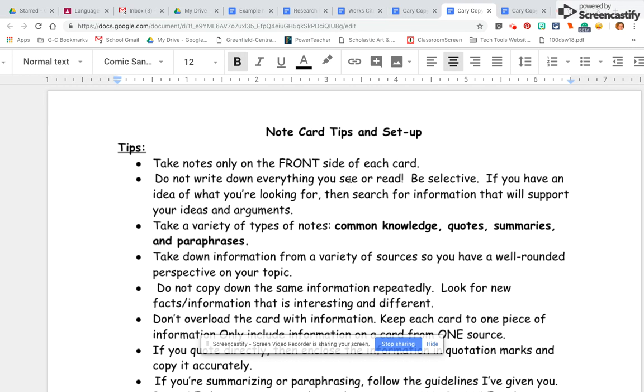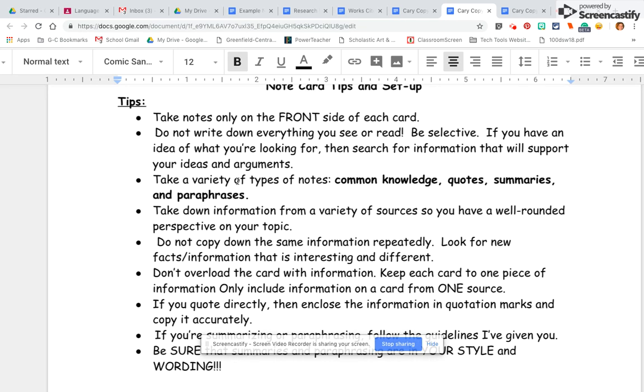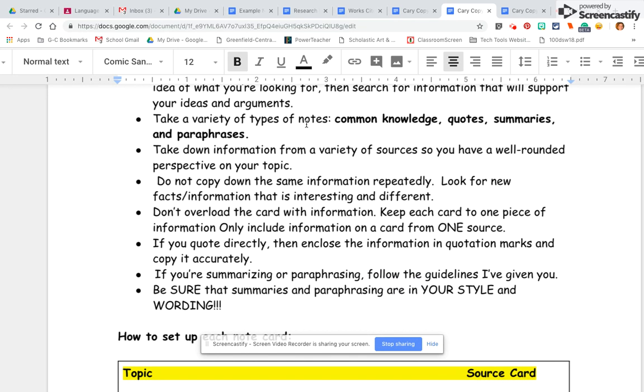Okay, so you have this document that reminds you of how to set up your note cards, and we went over this in class, but just to review, first off, you only take notes on the front side of your card. I know it feels probably a little wasteful, but we can recycle these when we're all done. You don't write down everything you read or see. That would be way too many notes. So you are only picking the things from your sources that you think are the most important or the most interesting. Okay. You're going to take many types of notes. So some will be quotes where somebody says something or your person said something that you think is really good and you want to quote them and use their exact words. But most of the time, you'll just be summarizing and kind of paraphrasing, putting into your own words what they said.